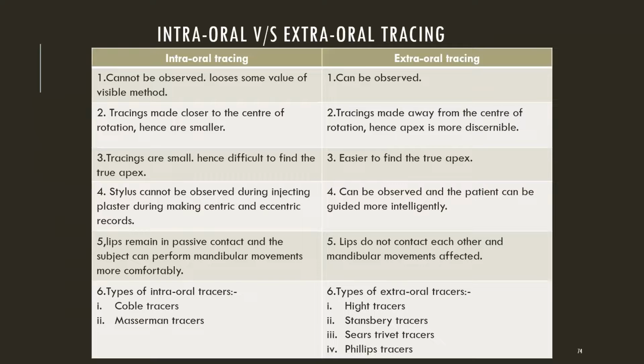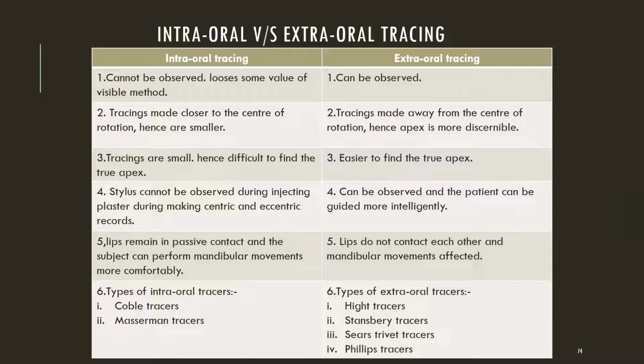incorrect centric relation. So coming to the comparison between intraoral and extraoral Gothic arch tracing, intraoral tracing cannot be observed, hence it loses some value as a visible method, while extraoral can be observed. In intraoral, the tracing is made closer to the center of rotation, since it is small. In extraoral, the tracing is made away from the center of rotation, hence the apex is more discernible.